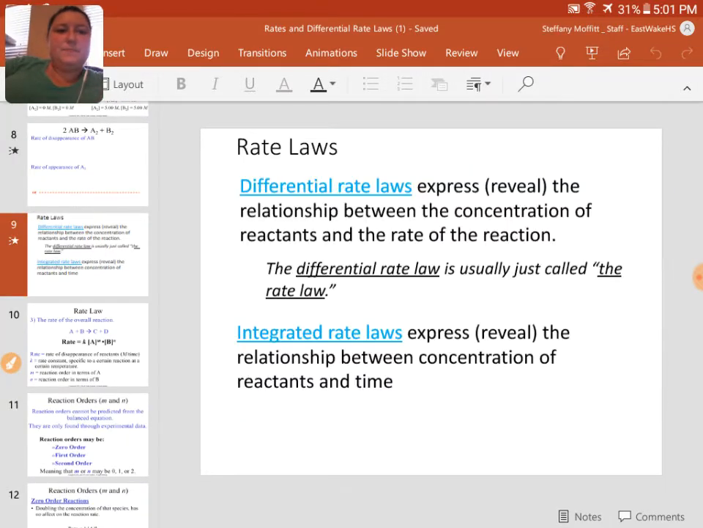So moving down, differential rate laws. Differential rate laws express the relationship between the concentration of the reactants and the rate of the reaction. So now we're going to be looking at the concentration and the rate together. The differential rate law is usually just called the rate law because it's the normal one. Integrated rate laws express the relationship between concentrations of reactants and time. So now we're going to be looking at time with that.